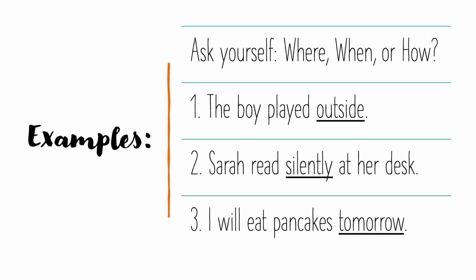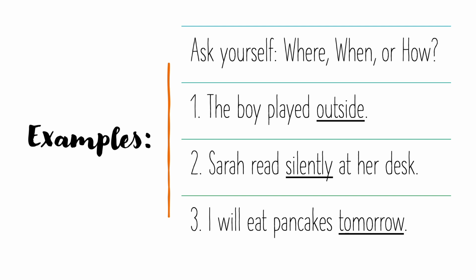Let's look at number 2. Sarah read silently at her desk. Okay, if you remember in the previous slide, or the slide before the image, I had mentioned if an adverb tells how something happens, it will often end in ly. Therefore, silently is the adverb. It is explaining how something happened. How did she read? How did Sarah read at her desk? She read silently.